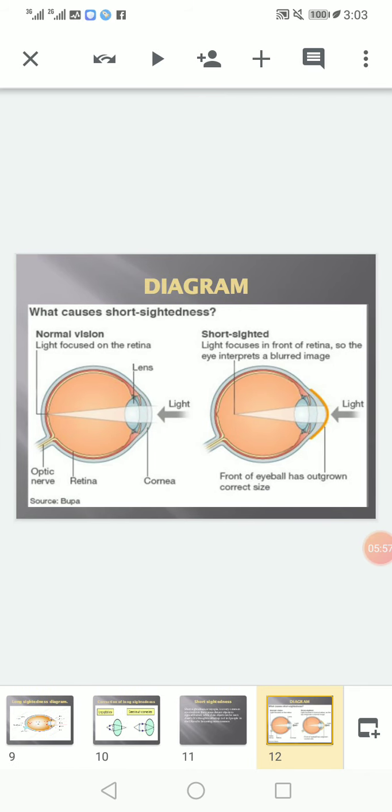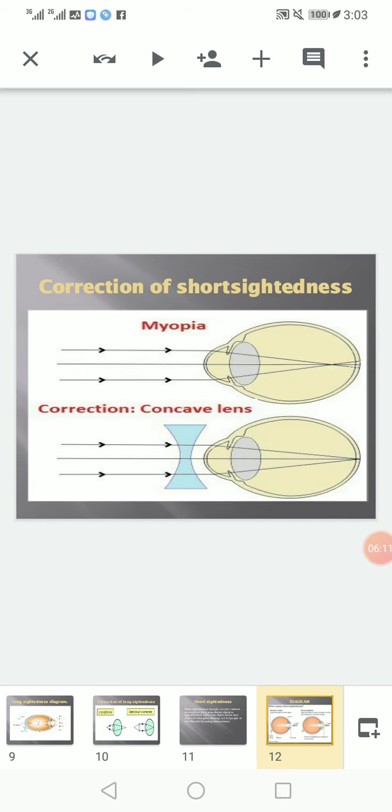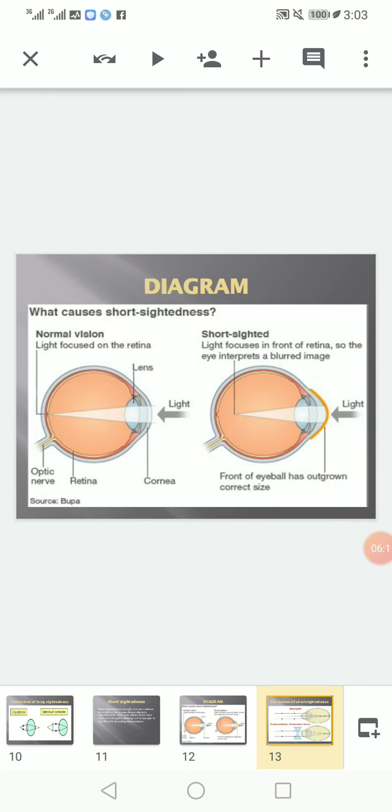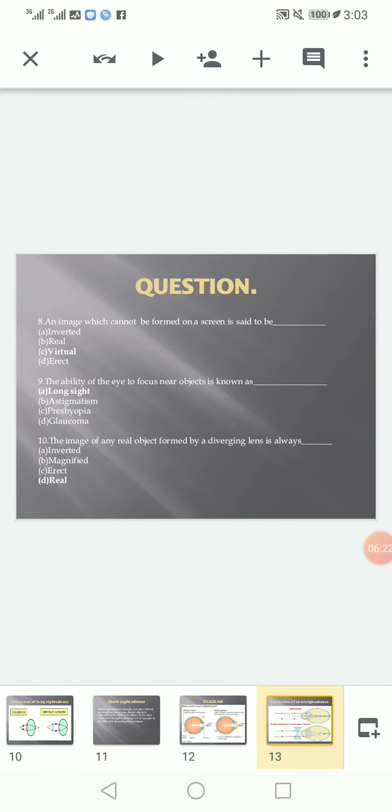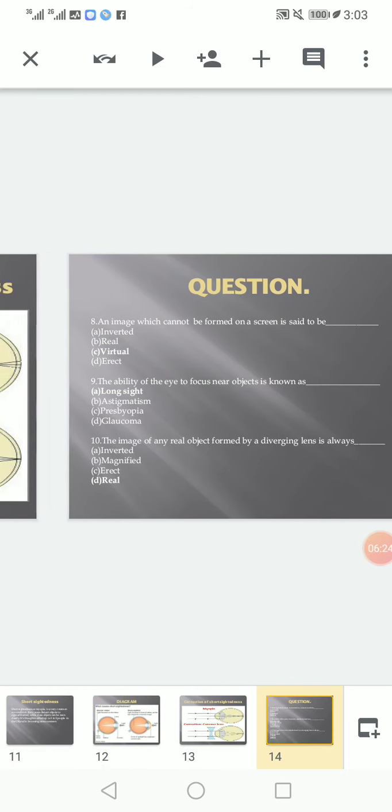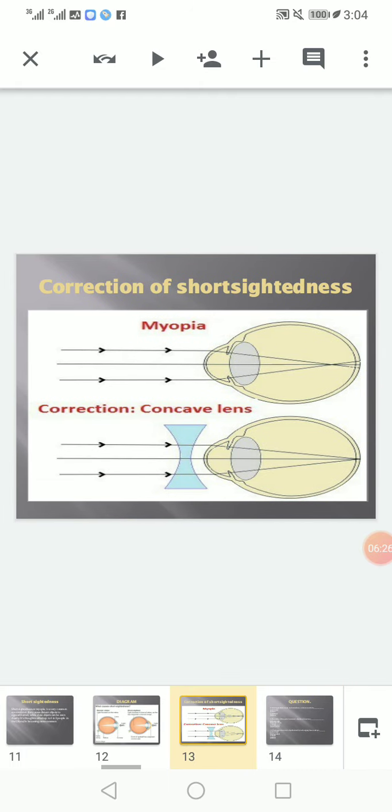This diagram shows normal vision, where the image is formed on the retina. But for a short-sighted person, the front of the eyeball has outgrown its size. Hence, the image cannot be formed on the retina. Basically, myopia is corrected by use of a concave lens. Short-sightedness is corrected by use of what we call a concave lens.